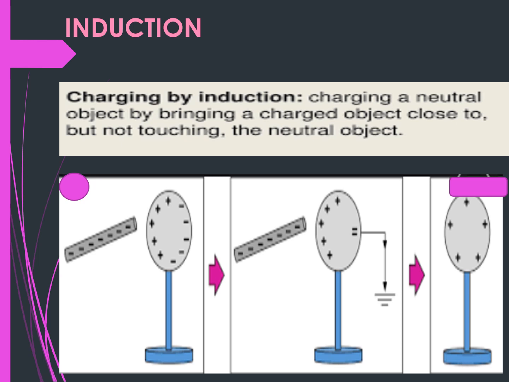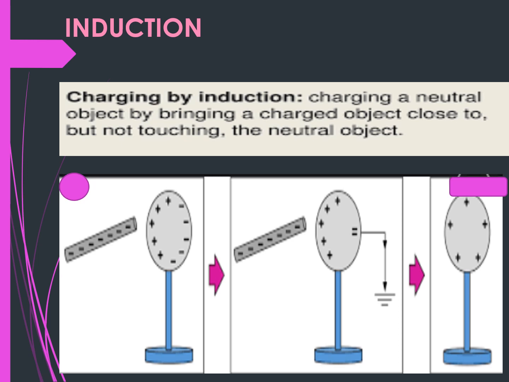Now in this situation, the positive charge is on one side and the negative charge on the other, but the body is still neutral. Why is it neutral? Because the number of protons and the number of electrons are equal, so it is not charged yet.